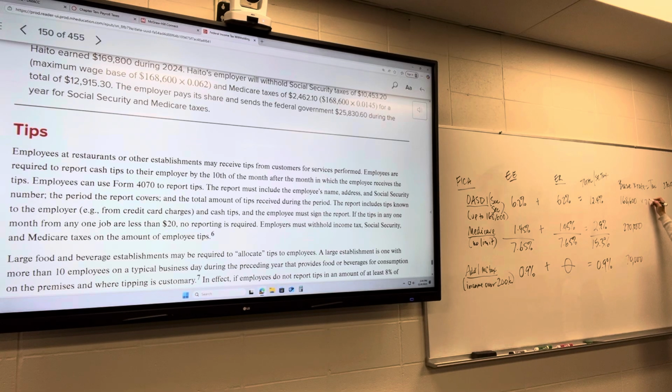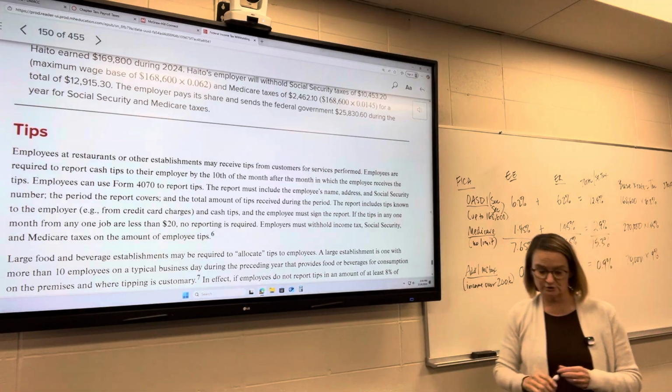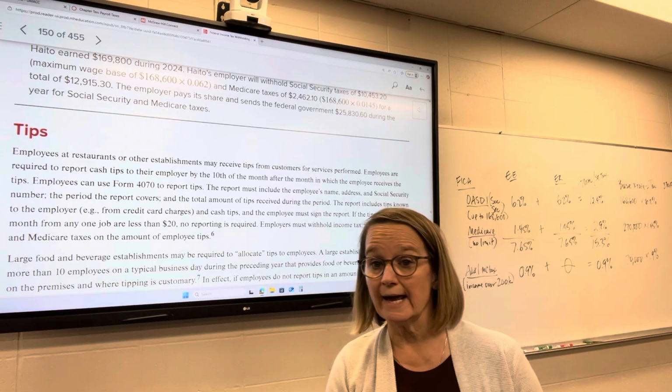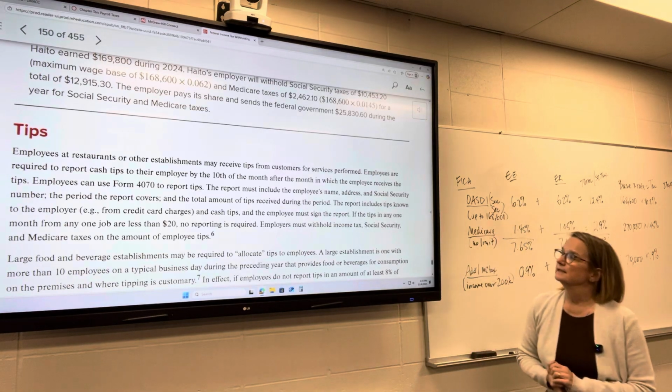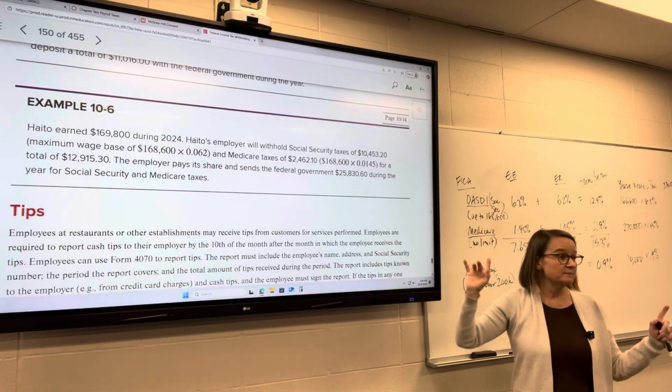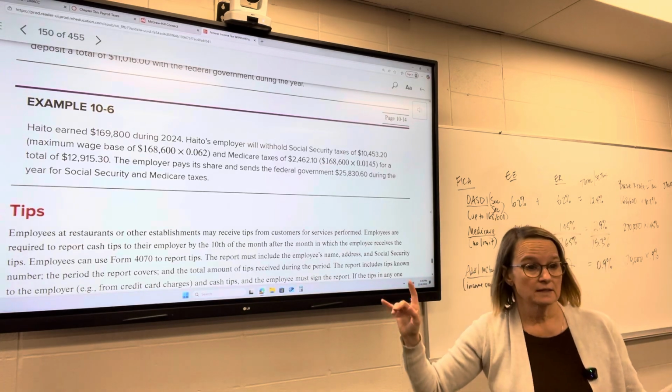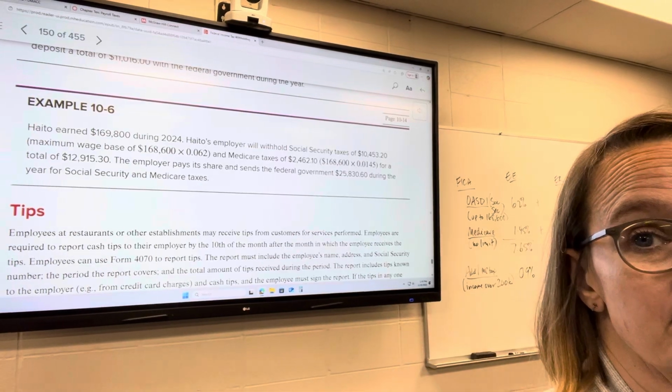And then, of course, our rates, 6.2%, 1.45%, and 0.9%. Be careful with that calculation. Make sure you're doing the 0.9%, not 9%. Yes. Questions about the Medicare and the FICA taxes?